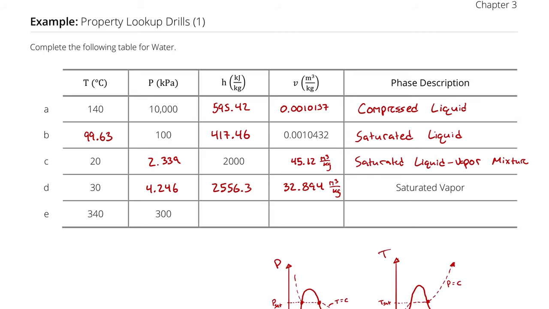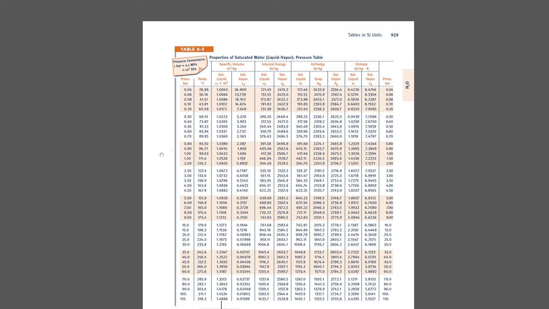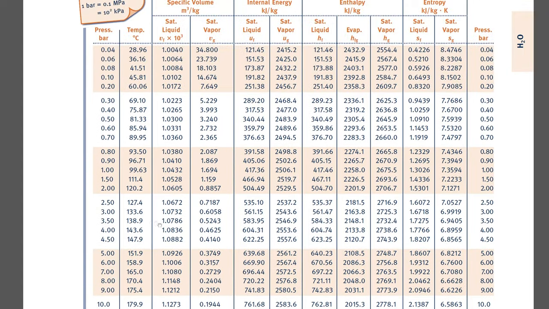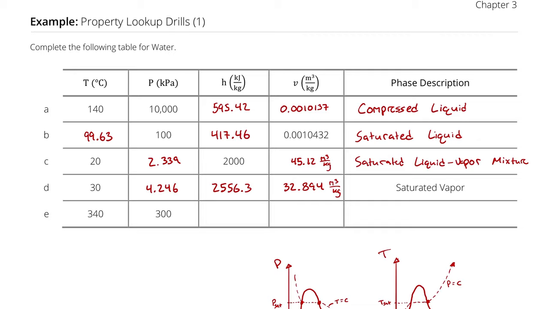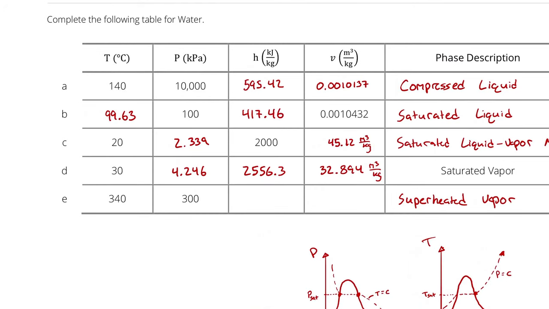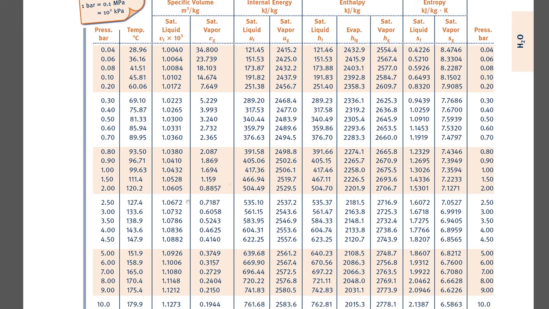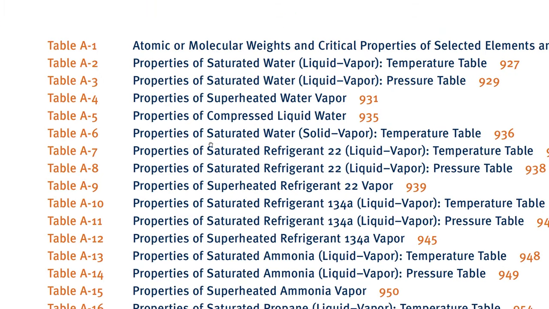Anyway, 300 kilopascals would be 3 bar. Saturation temperature corresponding to 3 bar is on table A3. I see that it is 133.6. My temperature is higher than that, which means I must have a superheated vapor. And then I want specific enthalpy and specific volume. Those will come from our superheated vapor tables, which remember are in table A4 for us.